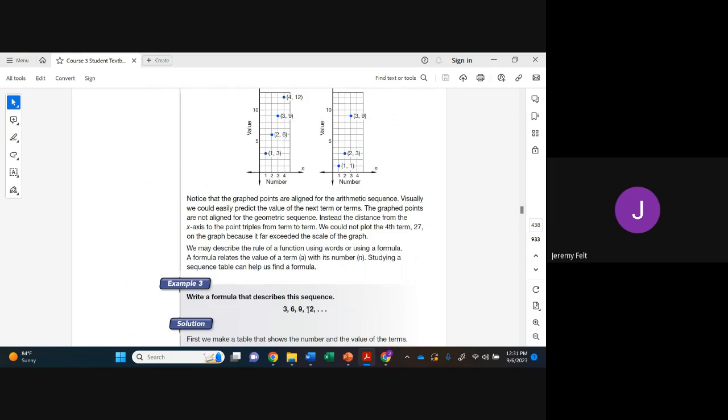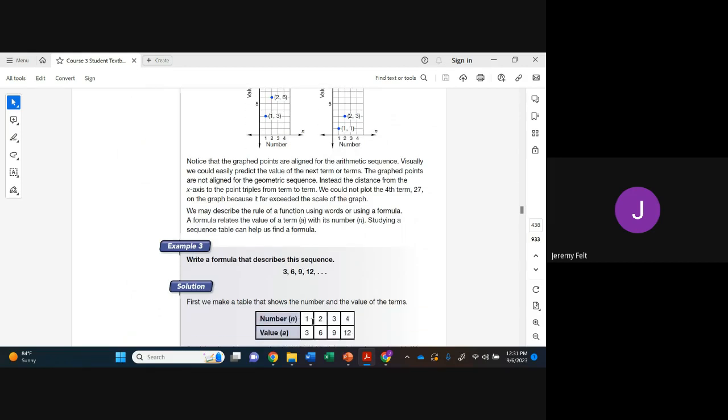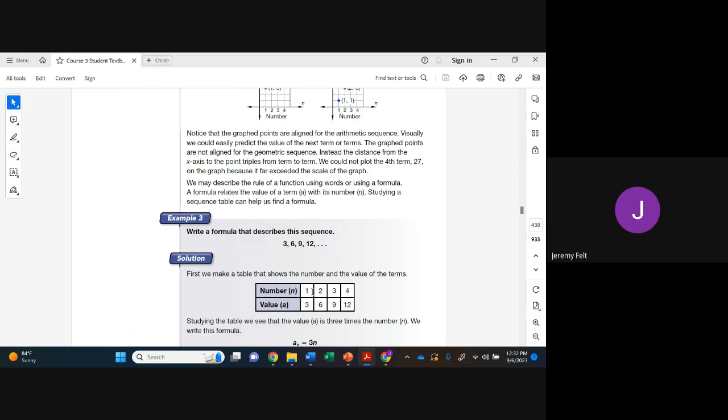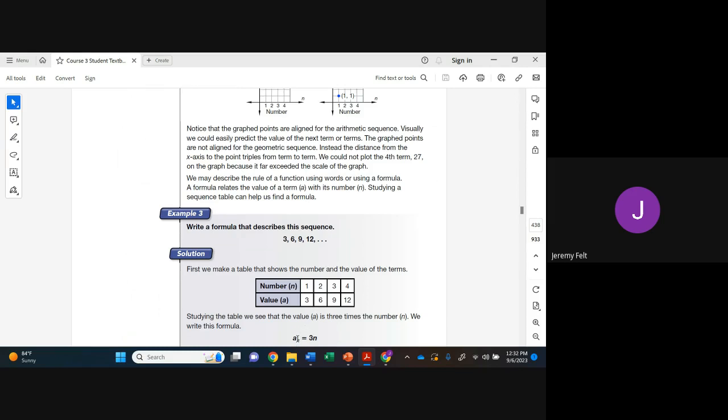So if we have 3, 6, 9, 12, write a formula for the sequence. We're given a set of numbers, and we're going to have to work backwards to try and find our rule. So we're going to write our formula, with the number and the value. We'll use a for value, times the number in the sequence, equals 3n.